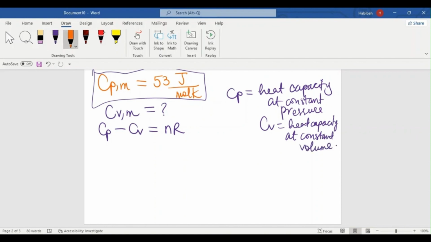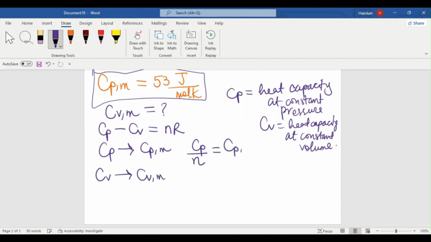So yeah, that's basically it. The next thing you have to do is determine how you go from heat capacity to molar heat capacity. To go from CP to CP,m, and from CV to CV,m, all you have to do is CP divided by the number of moles equals CP,m, as well as CV divided by the number of moles is equal to CV,m.